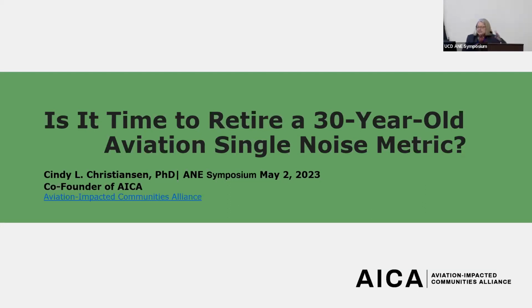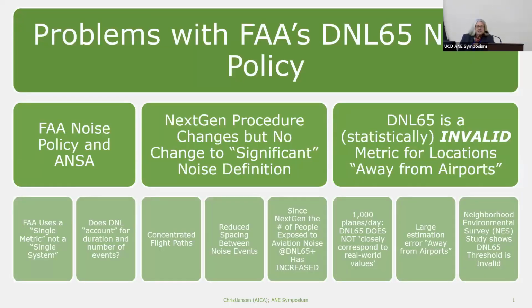So the title of my talk is asking the question, is it time to retire a 30-year-old metric? I'll start off with problems with the FAA's DNL 65 noise policy. I'll focus on FAA noise policy and ASNA, next-gen procedures, how changes were made to flight paths, but no significant change to noise policy. And then also I want to talk in a statistical sense, how DNL 65 is an invalid metric for locations far from the airport.